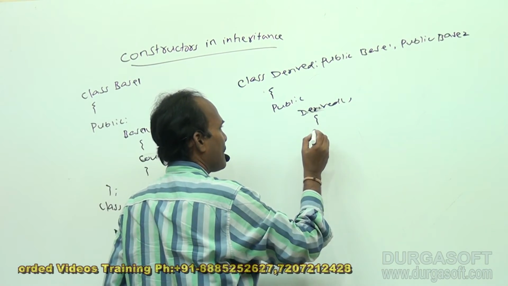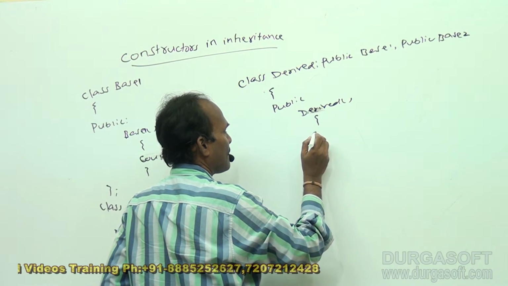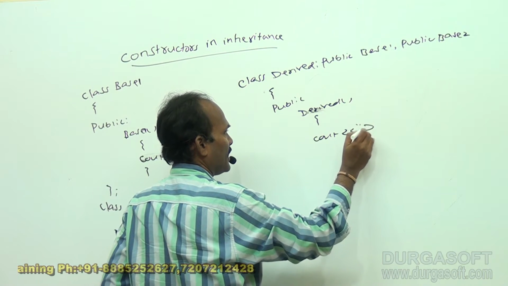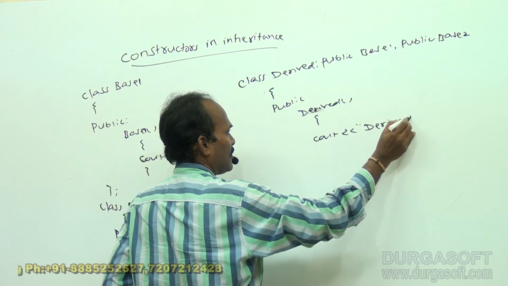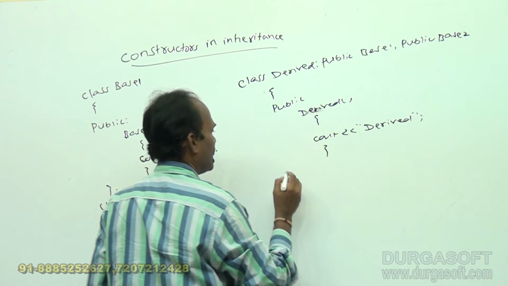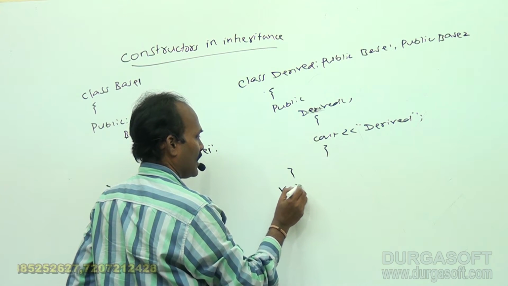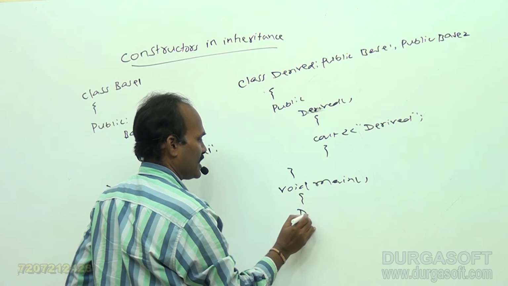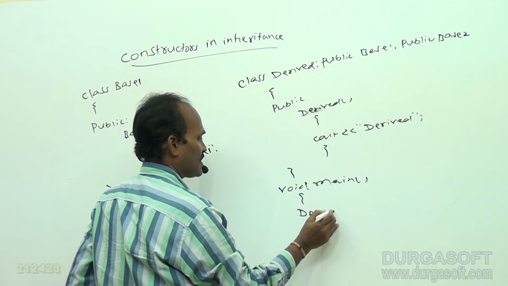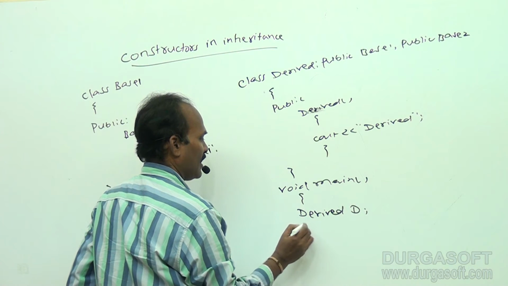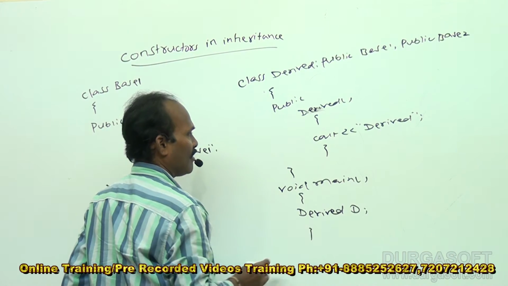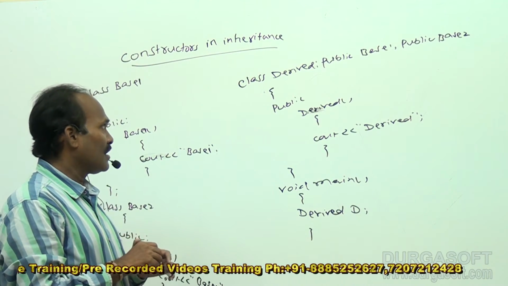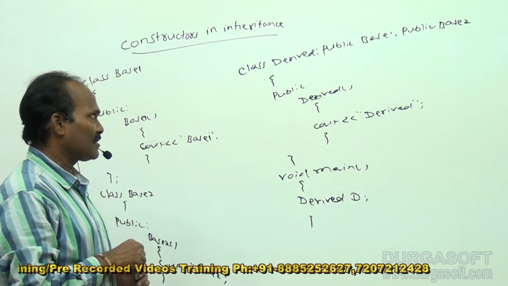Now in the derived class, cout derived. Then write the main method, public void main. Within this I will create an object for the derived class, derived D. Now the order of execution of the constructors is from the base class to the derived class.